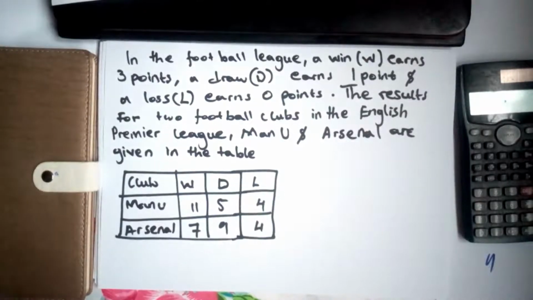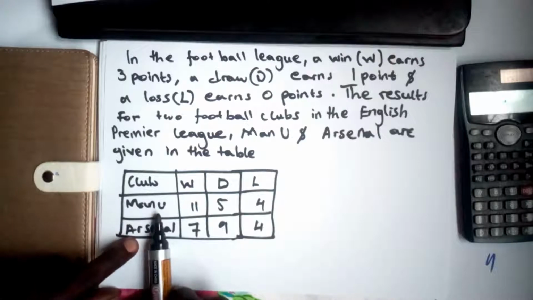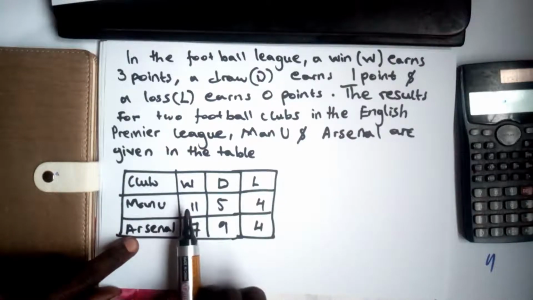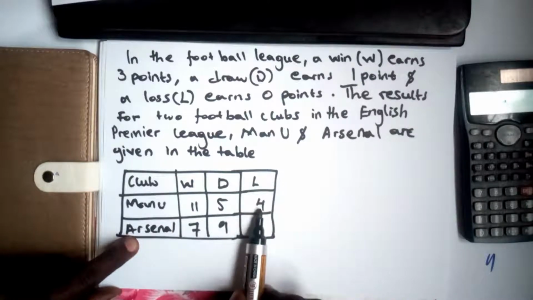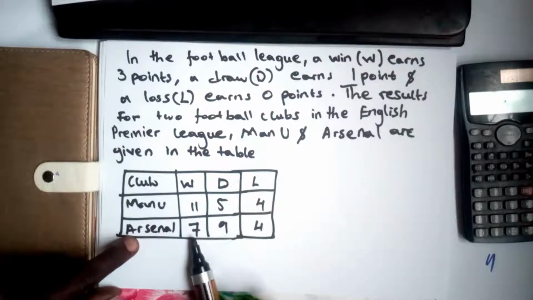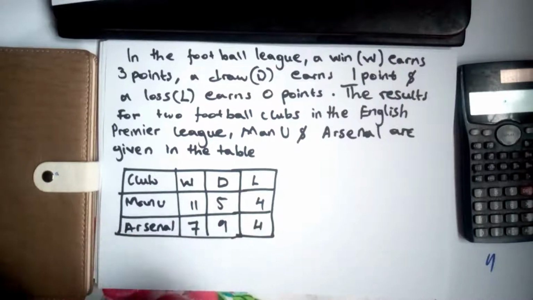Let's analyze these results and see. Meaning that Manchester United, or Man U, had 11 wins, had 5 draws, and lost 4 games. Arsenal won 7 matches. It had 9 draws and lost 4 matches.